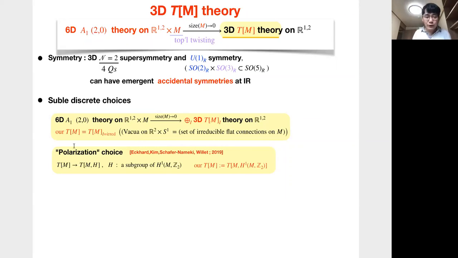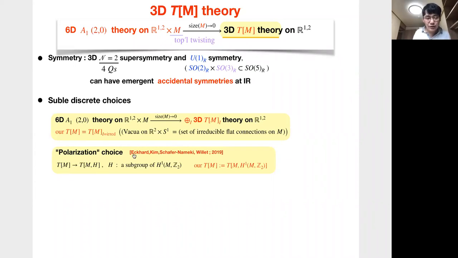And there is also an interesting issue called the polarization choice, which was recently studied by these people. This is because the 6D (2,0) theory is not an absolute theory, but a so-called relative theory. So it depends on the so-called polarization choices, and depending on these choices, the resulting 3D theory also differs.